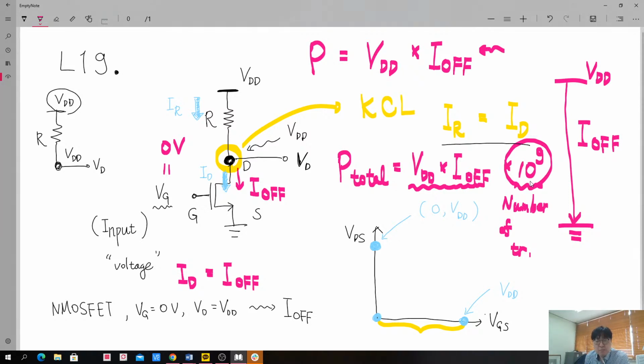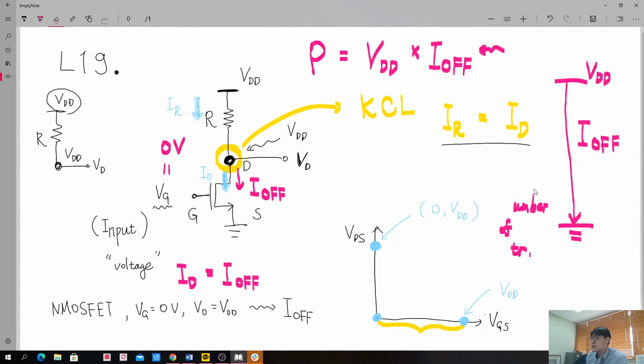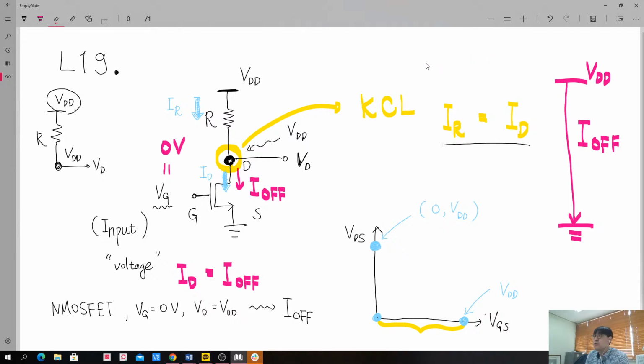So the calculated power can be quite considerable. So that's the point. So, as a device engineer, people try to minimize Ioff. Otherwise, even though you have turned off your system, it will just consume certain power only due to the imperfection of your transistor.